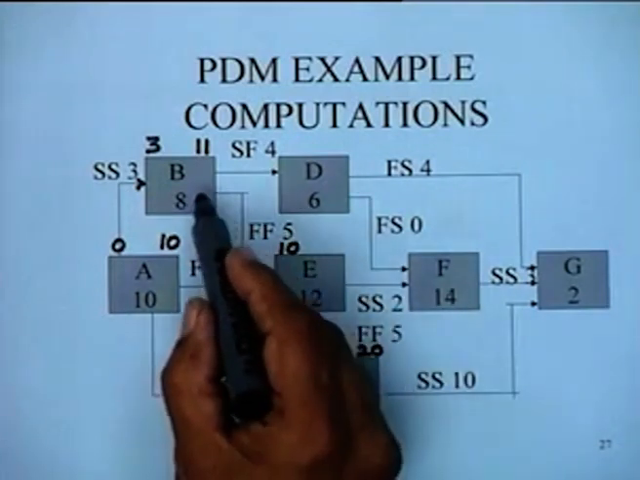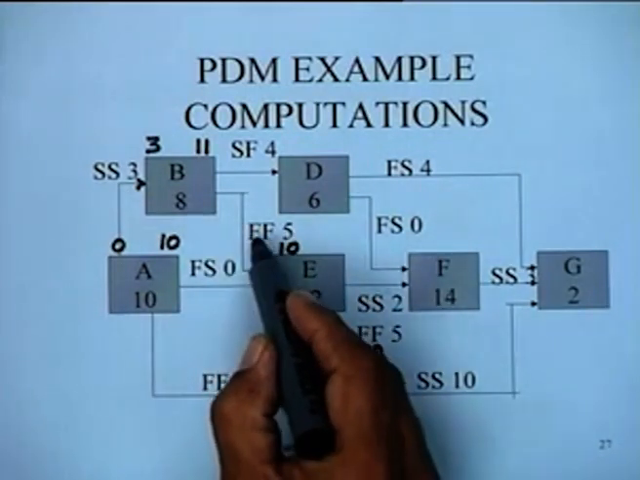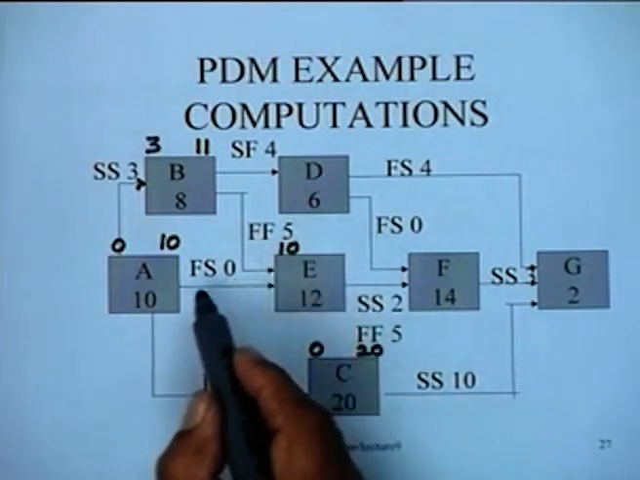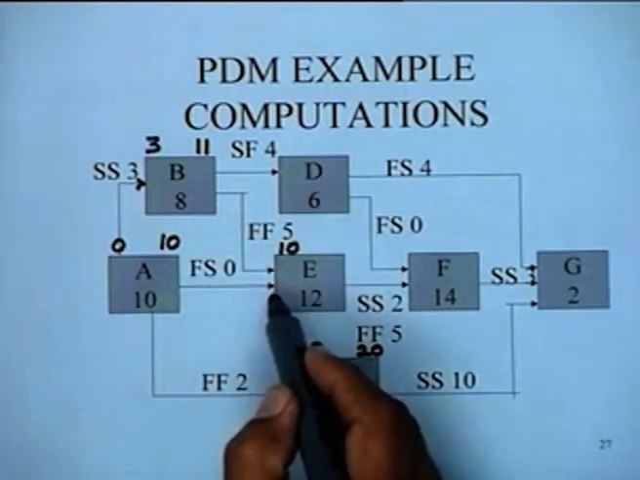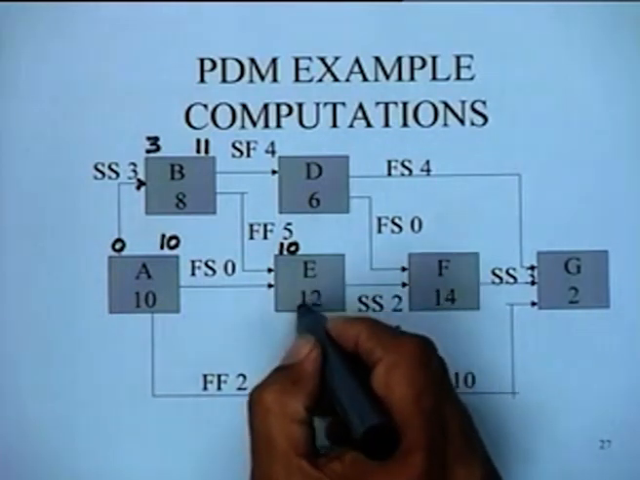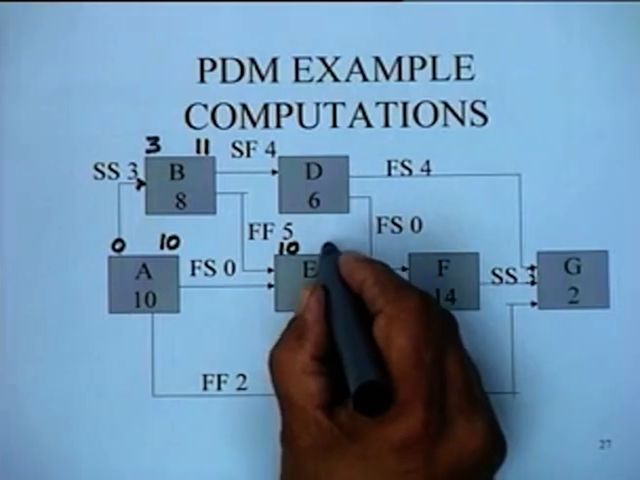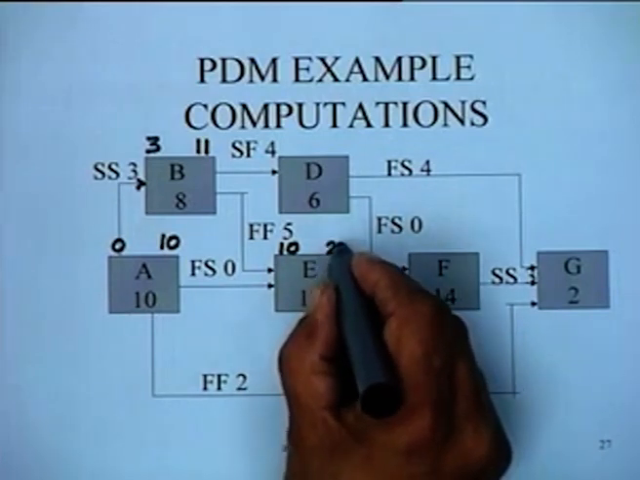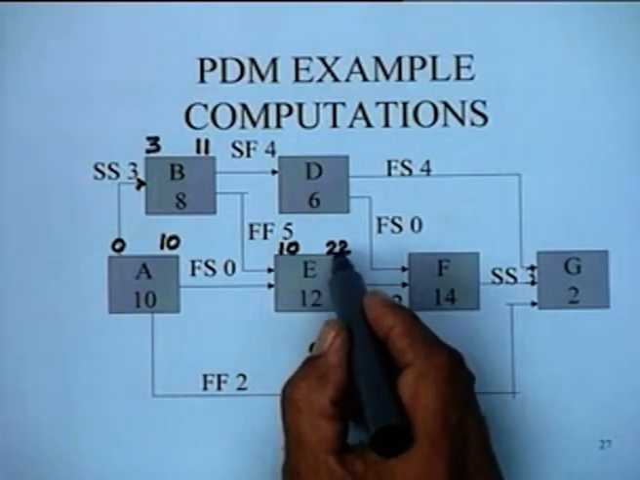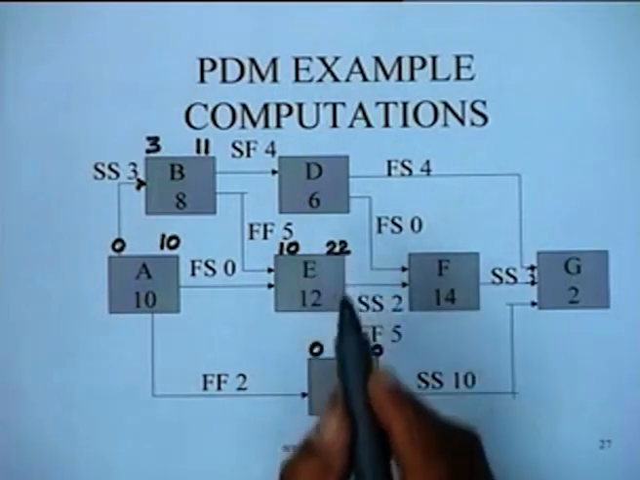So what we have to simply do is consider both constraints, including this FF constraint, and we find that between this and this, this is the dominant constraint. And this particular duration is 12. So this particular activity will have a time of 22. That means if it starts at time 10, it will have a finish time of 22.